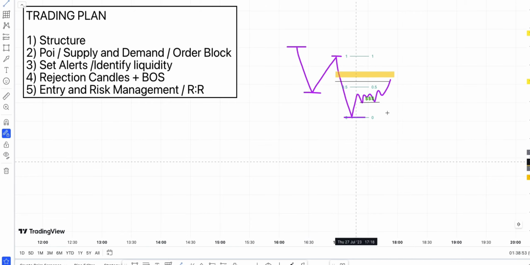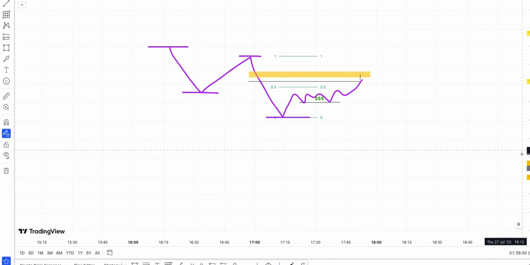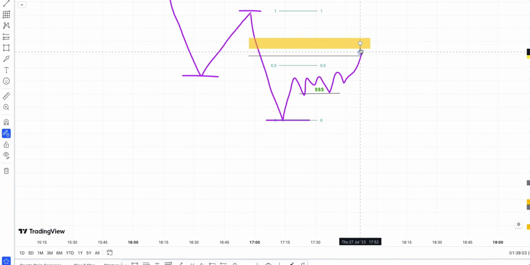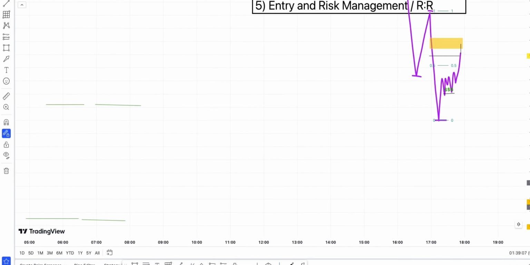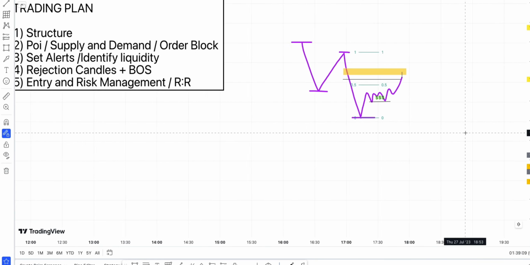So what that will look like is, let's just draw a little line here. Let's say this little line I'm drawing into that yellow box is your wick. I know it's sloppy, guys, but you see a little line? Pretend that little line is the wick. So that is step 4, rejection candles plus break of structure.